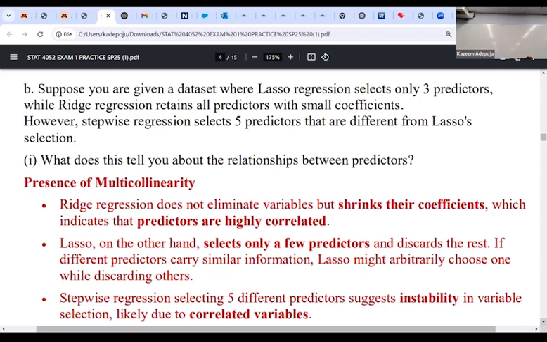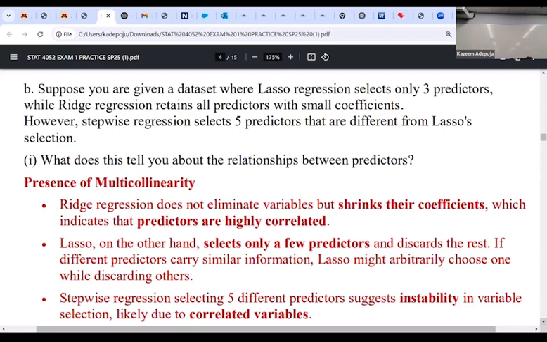So I said ridge regression does not eliminate variables, but shrinks their coefficients, which indicates that predictors are highly correlated. When ridge was able to shrink, it gives you an impression that the variables are highly correlated, and that is why it shrinks their coefficients towards zero. And I said lasso, on the other hand, selects only a few predictors and discards the rest.